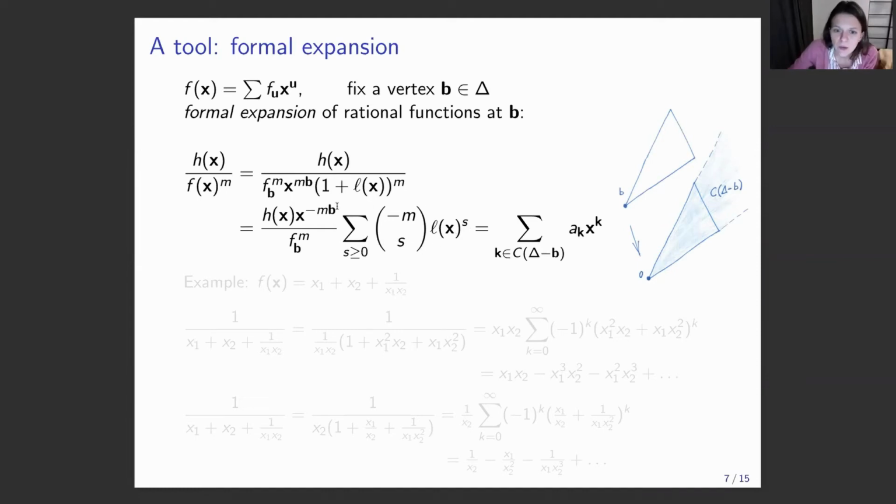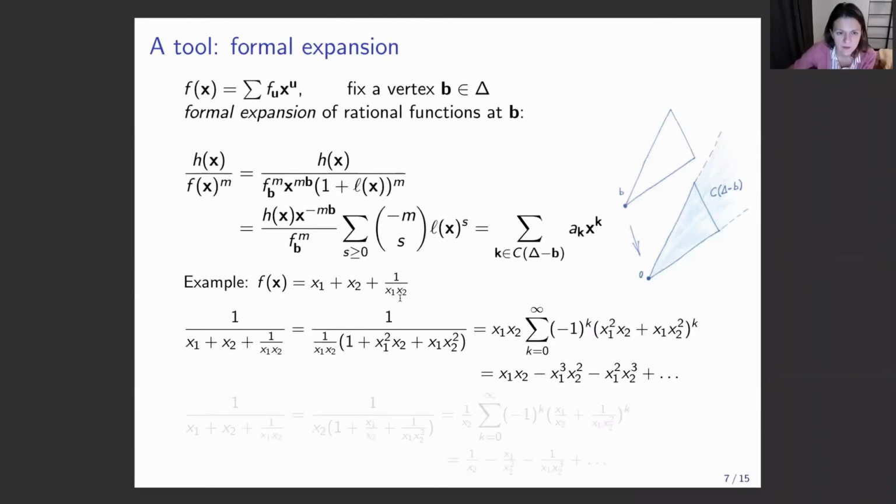And when we look closely at the supports here, we will find out that the result will be an infinite series, which is supported in the following set. So we take the Newton polytope and move it. We subtract b. We move b to the origin, and then we consider the cone spanned by this shifted Newton polytope. That's where the sum here is supported. It's an infinite sum, but to every monomial only finitely many terms contribute. It's a well-defined operation, and it can be done for every vertex of the Newton polytope.